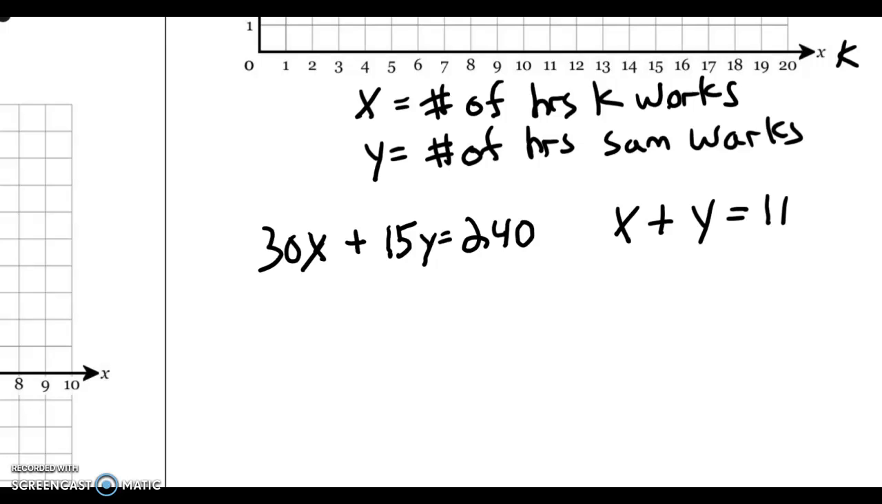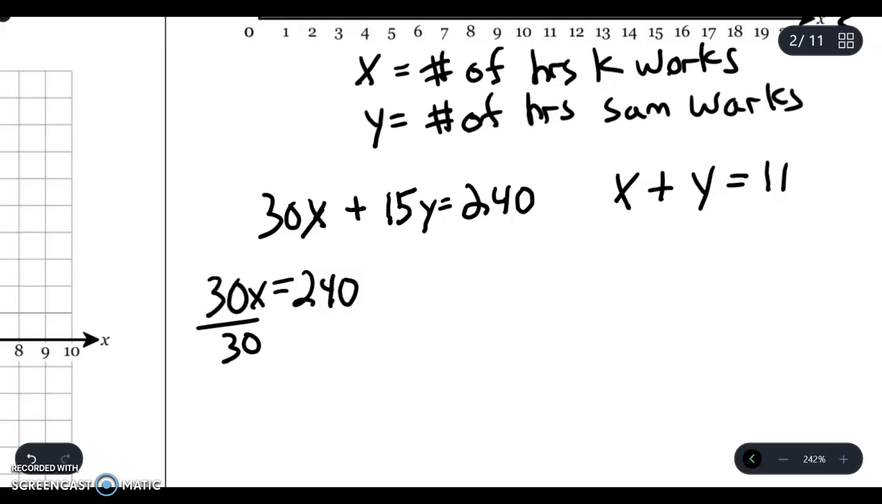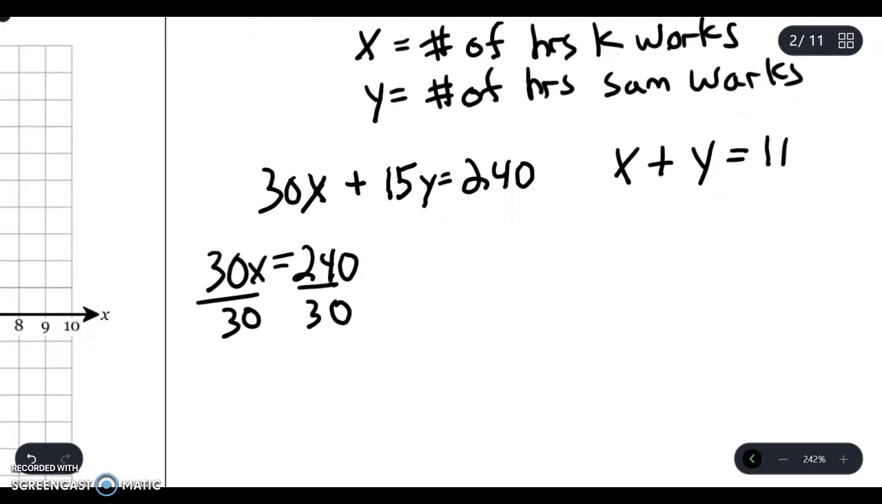The way we're going to graph these: some we would use X and Y intercepts, and some we would use y = mx + b, but on both of these we're going to use X and Y intercepts. If I plug in 0 for Y, what would X be? That would be 30x plus 15 times 0, which is 0, equals 240. If we solve that, divide by 30, then X is equal to 8.